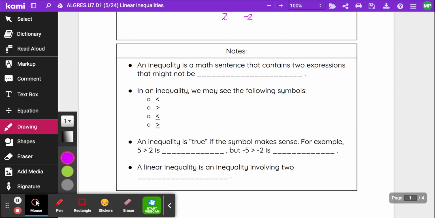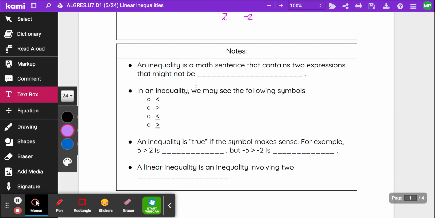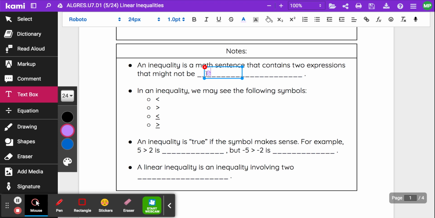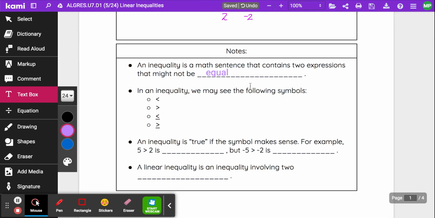Today is definitely going to be a grade, so make sure to follow along. We're going to start with some notes. Make sure you're in this notes section, and I'm going to be showing you guys what notes we're taking today. So, an inequality is a math sentence that contains two expressions that might not be, now notice it's an inequality, so they might not be equal.